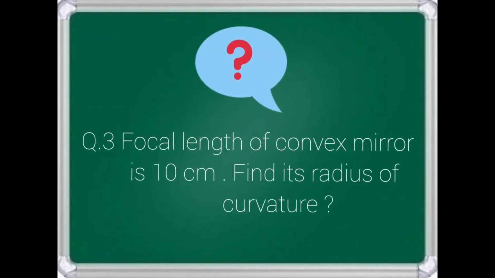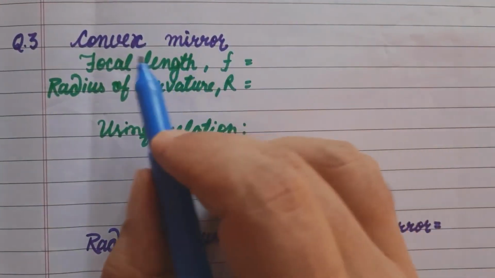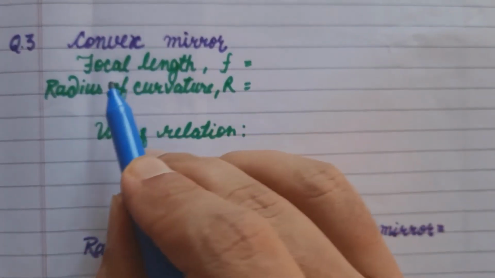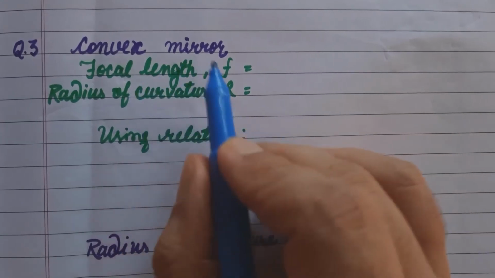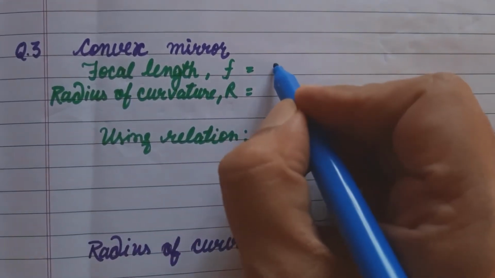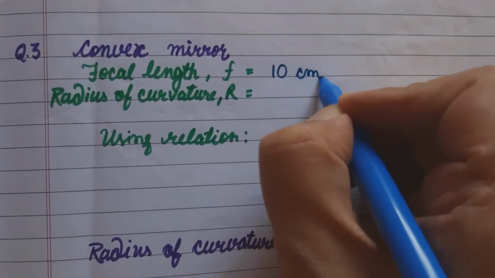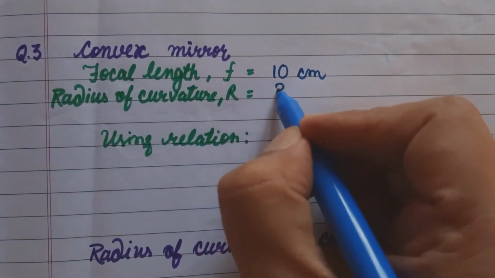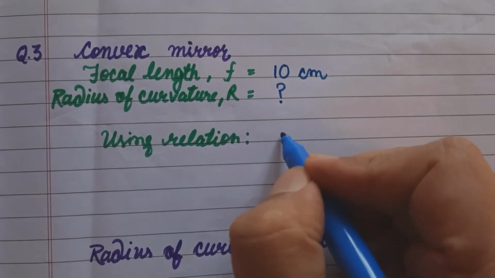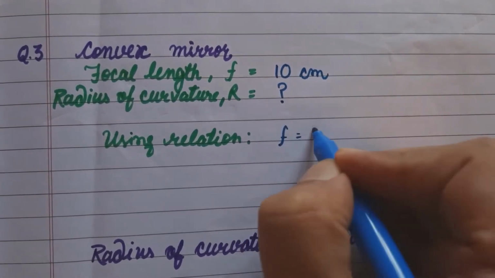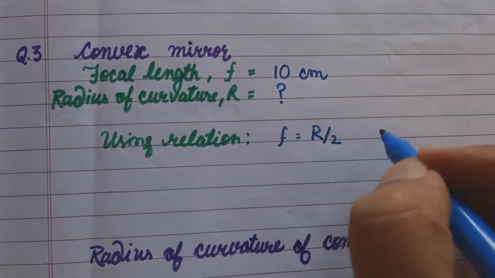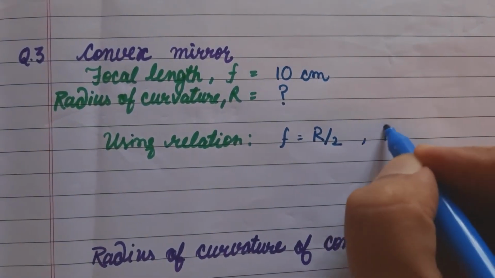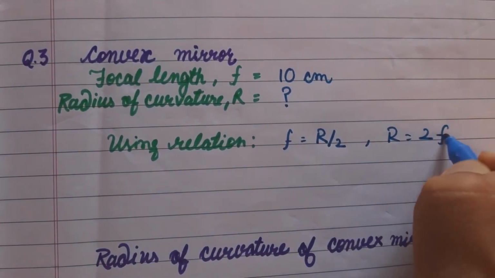Question 3: the focal length of a convex mirror is 10 centimeter. Find its radius of curvature. First of all, the heading, convex mirror. The focal length of the convex mirror is given, denoted by small f, that is 10 centimeter. Radius of curvature is denoted by capital R. We have to find it using the relation f equal to R by 2. We can find R as R equal to 2f.